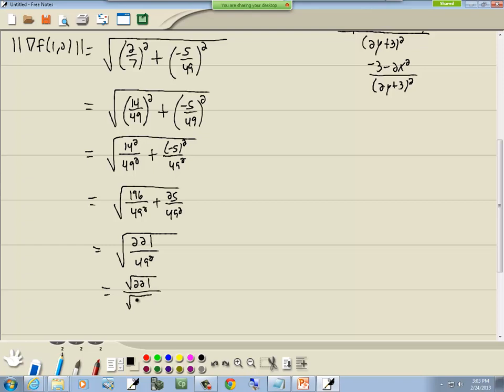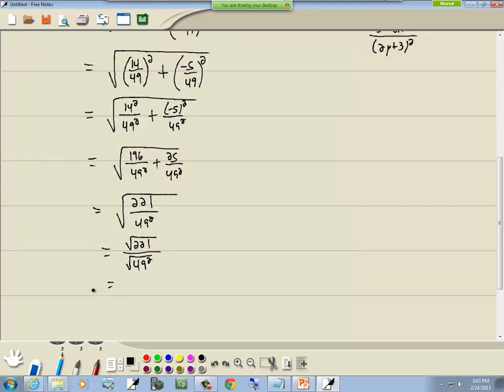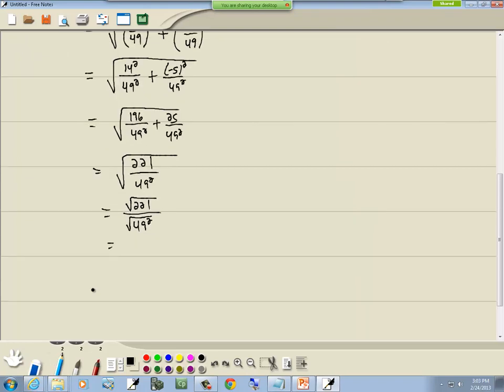Now I can split this up, put a square root around the top and a square root around the bottom. And by doing that, when your index matches the power you're raising to, they cancel each other out. So we're going to have the square root of 221 over 49. And 221, I'm pretty sure that doesn't break down exactly. But is it divisible by anything? Don't think so. So I think that's our answer.